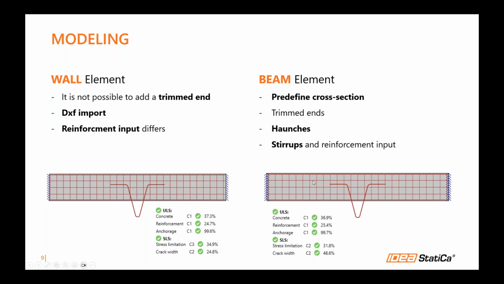It's based on the verification that was done by ETH. So when you have such elements or type of structures, it's better to use the beam element and do proper stirrups, or at least keep in mind that you need to have some reserve for the cracks. But otherwise, you can use both.